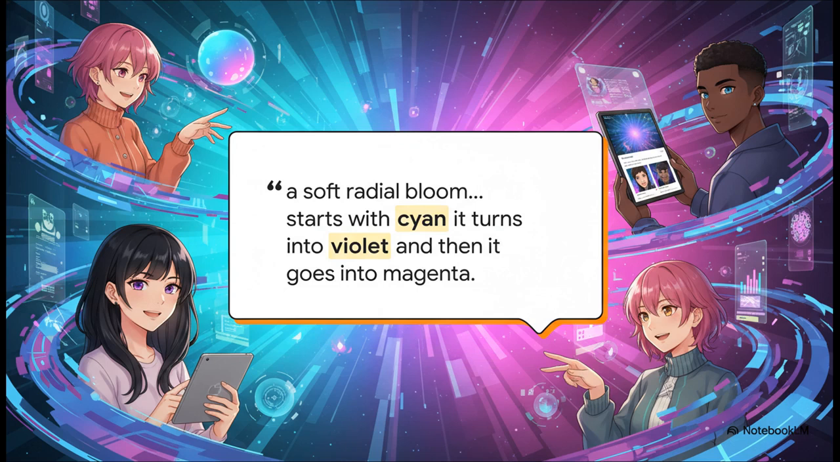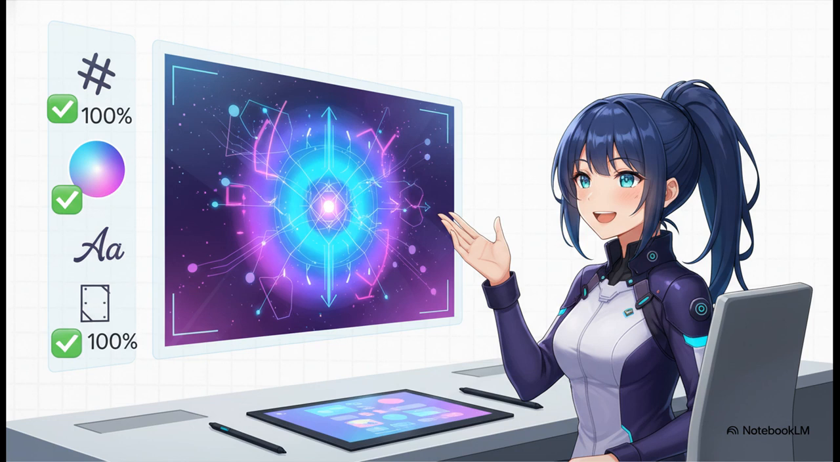Okay, next, let's test how well it follows orders. And we were super specific with this one. We asked for a social media ad and spelled out everything: the exact hex code for the background, the specific gradient, which we called a soft radial bloom, starting with cyan, moving to violet, and then ending in magenta. And wow, the result was just perfect.